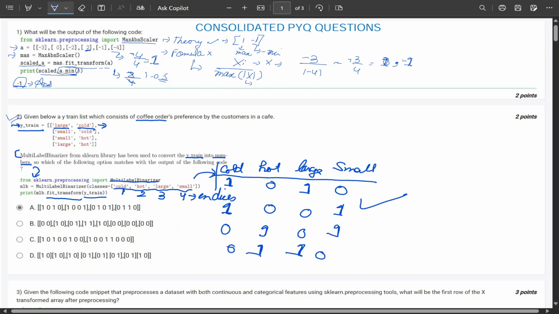Whichever option matches this will be the output. And for this particular question, option A matches this, right? So that's why we are choosing this as our answer, and this is the way you have to solve it. Okay, now moving on to our third question.